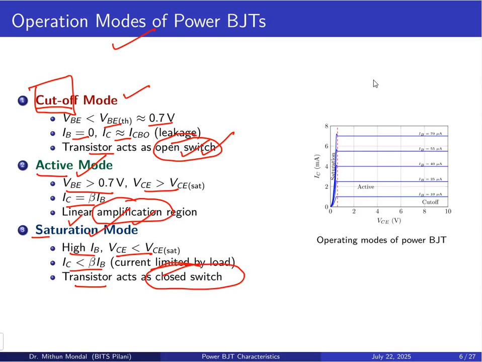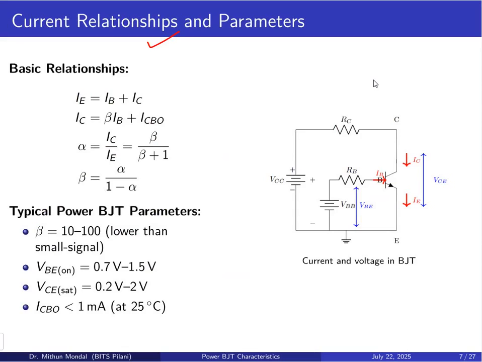So these are the three important modes of power BJTs, which are shown in the characteristic, where you have the collector current versus collector to emitter voltage. You have the saturation mode here, the active region, which is a linear amplification region, and then you have the cutoff mode.